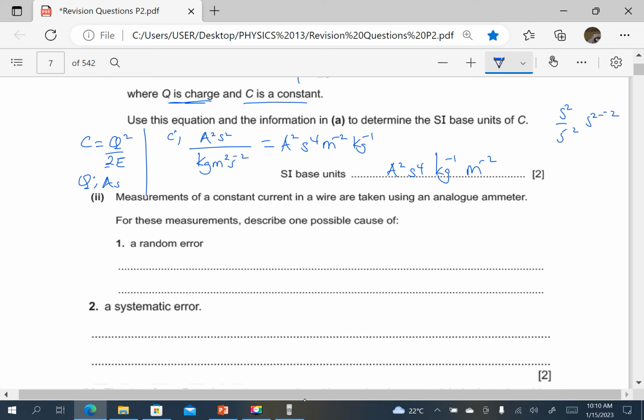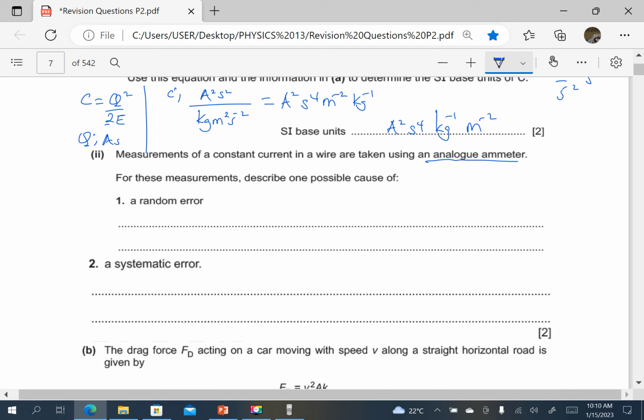Measurements of a constant current in a wire are taken using an analog ammeter. For these measurements, describe one possible cause of a random error. Note that a random error makes values scatter around the true value. What causes the random error? There are 2 possible or common sources of random error. Number 1, if we read a scale from different angles, it is almost impossible to read a scale from the same angle. This makes values scatter.